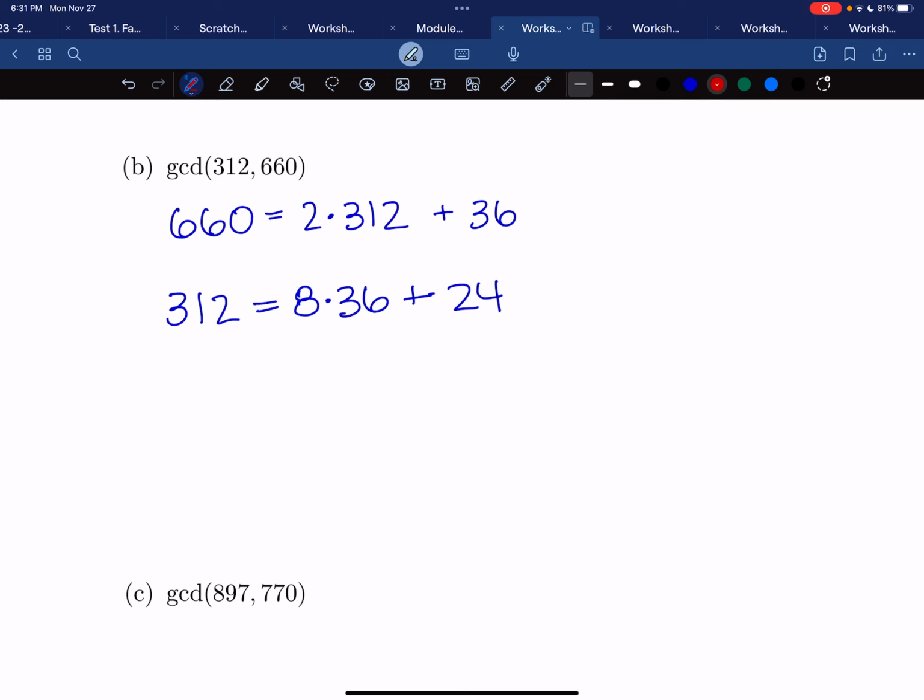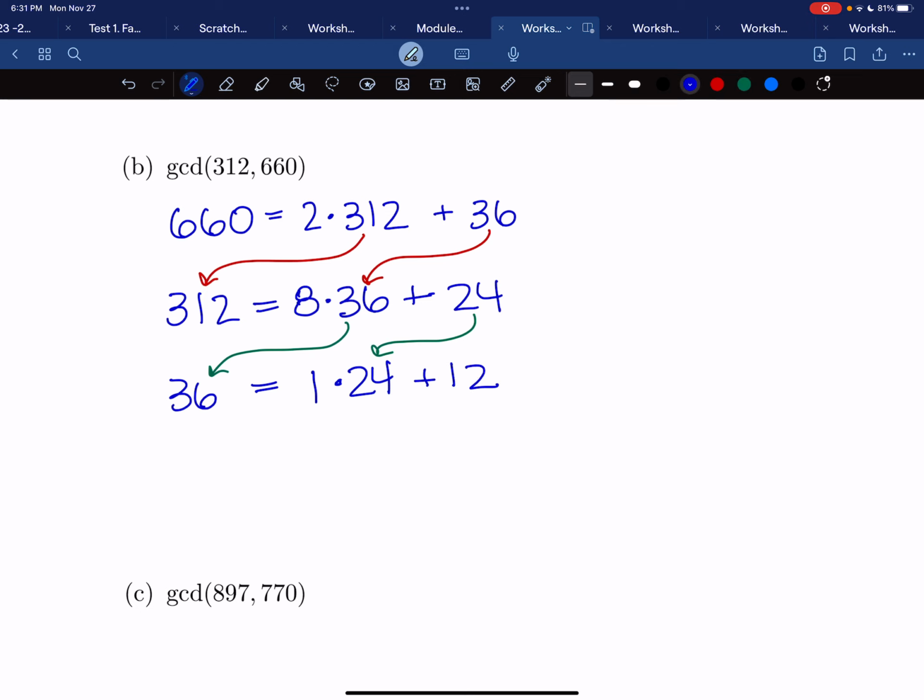So remember, these values are moving over like this. Okay. And now we're going to say 36 is equal to a certain number of 24s. Now I'm moving them over again. This is where these values are coming from. I can only fit 1 times 24, and I'm going to have 12 left over. And now 24 is equal to a certain number of 12s.